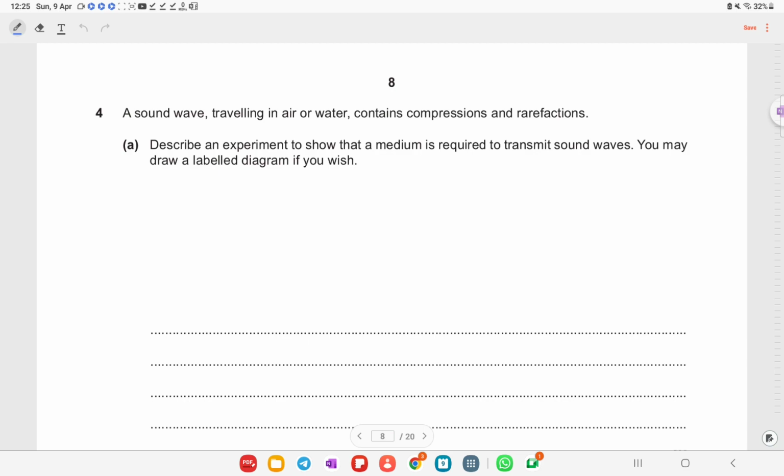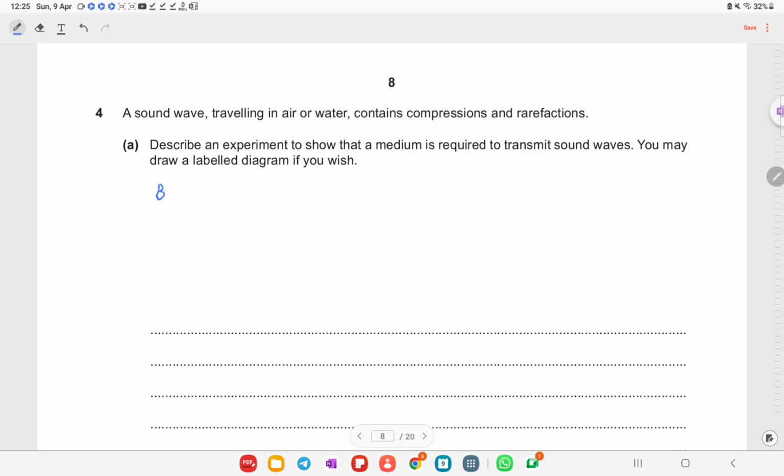A sound wave traveling in air or water contains compressions and rarefactions. Describe an experiment to show that a medium is required to transmit sound waves. You may draw a labelled diagram if you wish. Okay, this is the activity that you guys might have studied in your Cambridge O level syllabus.